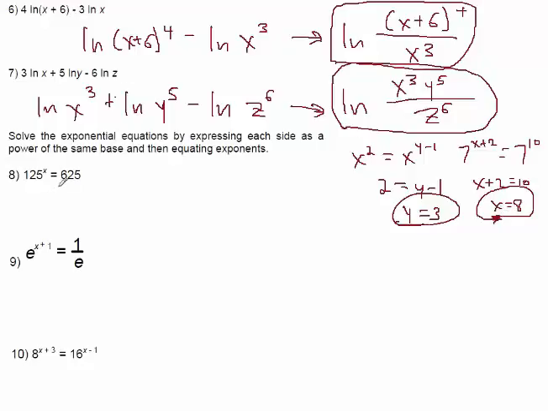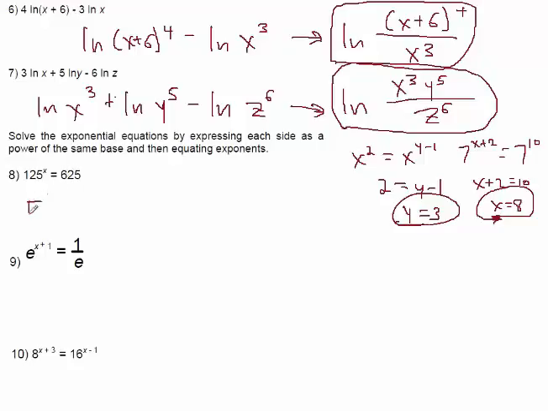Number 8, neither of these are in and of themselves the same. Obviously, they're not the same base, and it's not that easy to get the 625 into the 125 base, but you can reduce them both. If you recognize them, you can reduce them both to a 5 base, because 125 is 5 to the third power, and 625 is 5 to the fourth power.